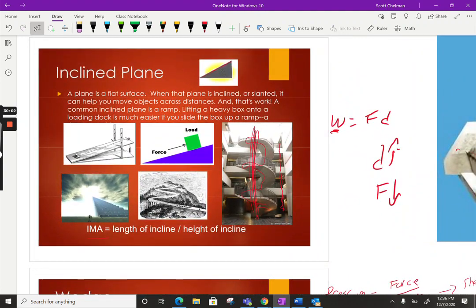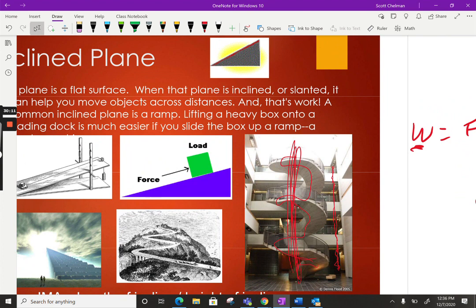But, all right, and the mechanical advantage here is the length of the incline versus the height of the incline, right? So we talked about the triangle and the ratio between the length of this ramp and the height of the ramp is the mechanical advantage. So the longer the ramp for the same height, the bigger the mechanical advantage. All right?